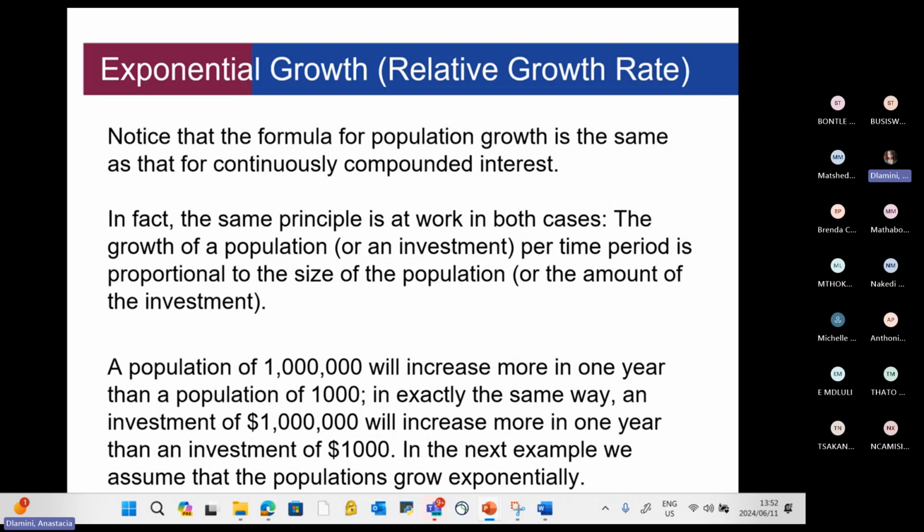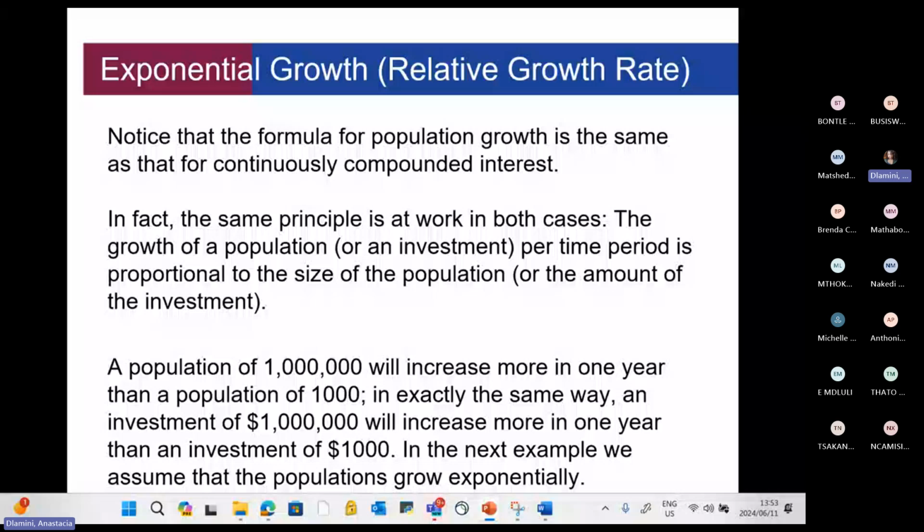The growth of a population or an investment per time period is proportional to the size of the population or the amount of investment. A population of 1 million will increase more in 1 year than a population of 1,000. Is that clear? Yes, ma'am. Exactly the same way, an investment of 1 million will increase more in 1 year than an investment of 1,000. That's why they say the rich become richer, because they invest millions, and obviously that money grows faster than the 1,000 rand that you invested.